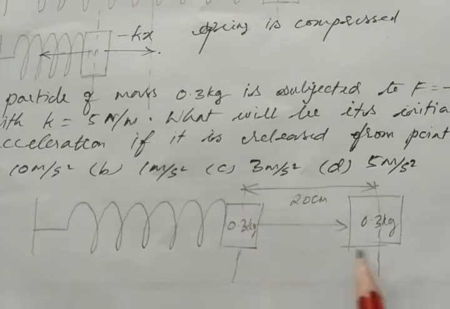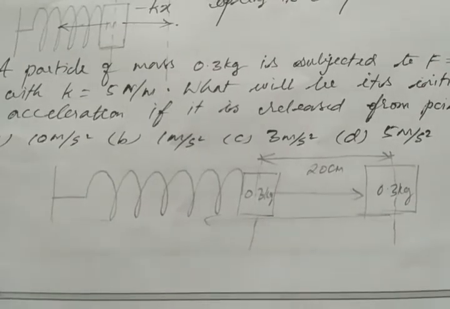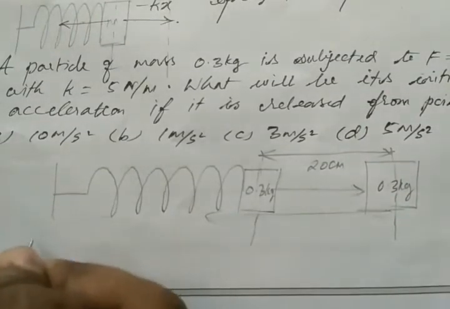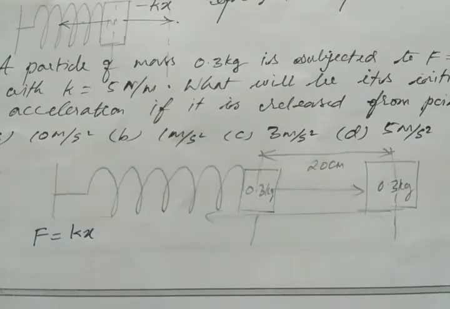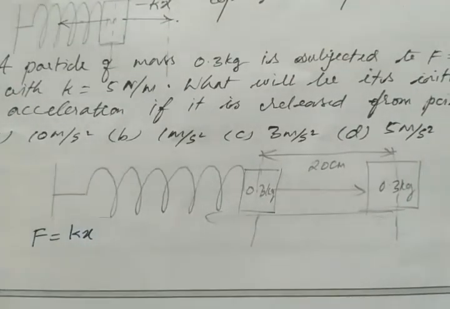Then what will happen? This mass will again come to its mean position. It will oscillate front and back, and after a certain time it comes to its mean position. So while it starts to move because of the spring force, what will be the acceleration of this mass? That is asked in this question. Initially, what is the force acting on the spring? We know the formula F equal to kx. This is the formula for spring force.